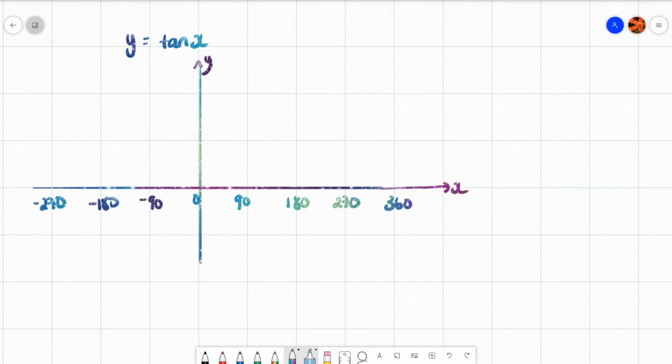An important part here that you need to remember, or memorize, is that you have some asymptotes at 90 and at 270. That is because on your calculator, if you type in tan 90, you will get a math error. You can try that. And tan 270, you will get a math error. So there is no value at tan 90 or tan 270.